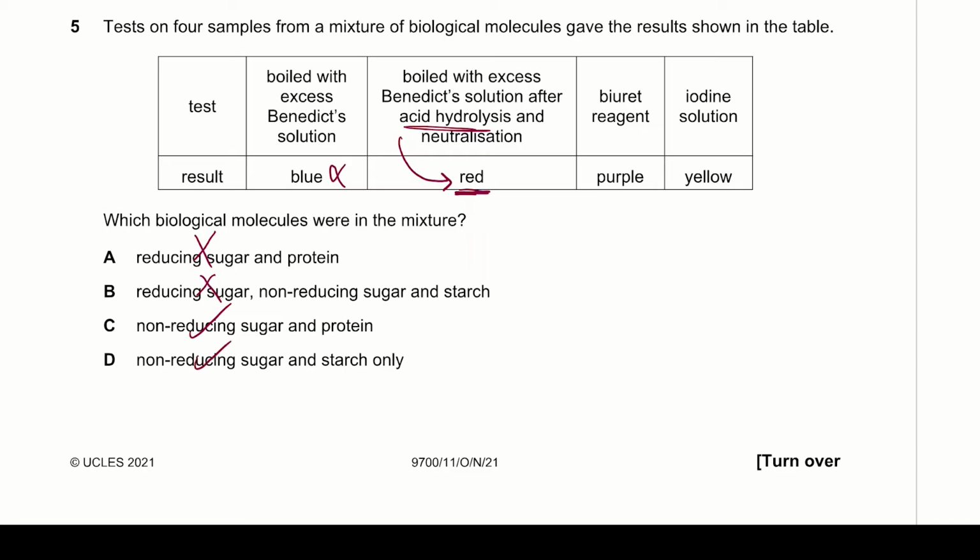Biuret's reagent is used to test for the presence of proteins, and it turns from blue to purple if the test is positive. Therefore, it's positive for proteins, and proteins are present. Here, iodine solution. If the iodine test is positive, it will turn from yellow to blue-black. In this case, it stayed yellow, so starch is not present. The only correct answer could be C.